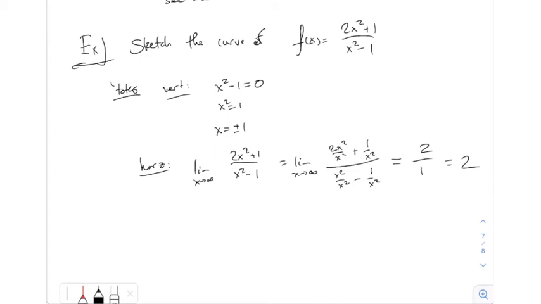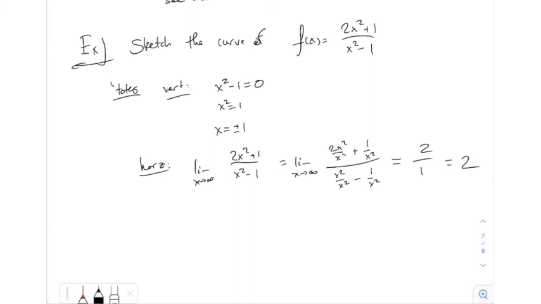That's what happens. If you memorized some trick in high school, it would have said, since I have the same degrees on the top and the bottom, the ratio of the coefficients is 2 over 1, which is 2. That's fine with me if you want to think of it that way. Okay, that's the horizontal asymptote as I go to the right, going to infinity.